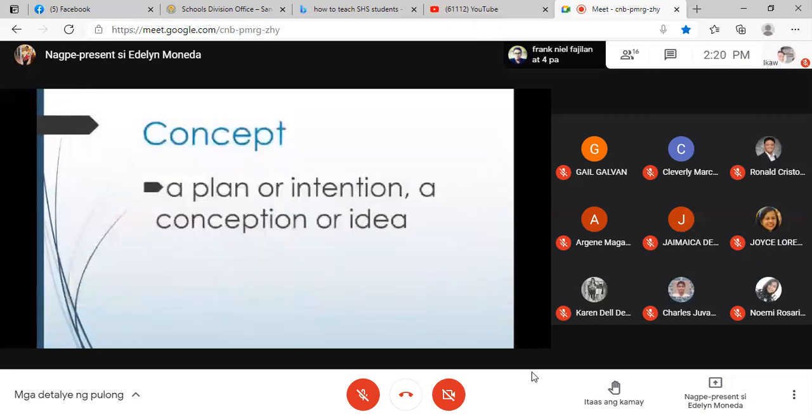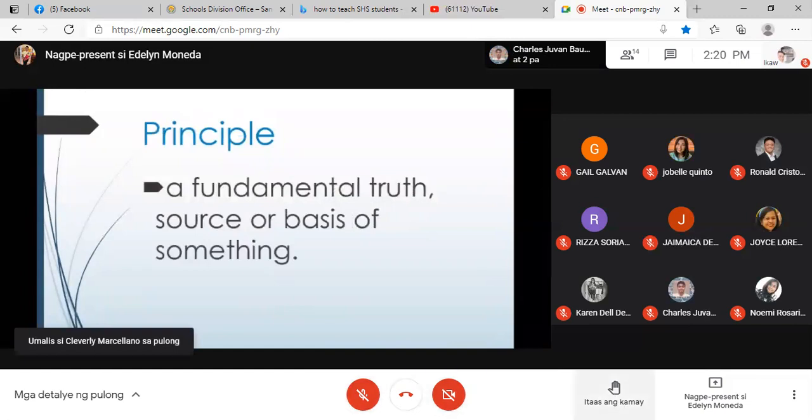So let's unlock some difficult words such as concept and principle. What is concept? Can you read? Plan or intention, a conception or idea. Yes. So, from the word itself, plan, tapos intention, idea siya. Do you think pwedeng mabago ang concept? Yes, correct. Very good. Pwede siyang mabago. Kasi plan lang siya. Thank you, Ronald. Next. Let's unlock the principle. Ano bang meaning ng principle? Anyone?